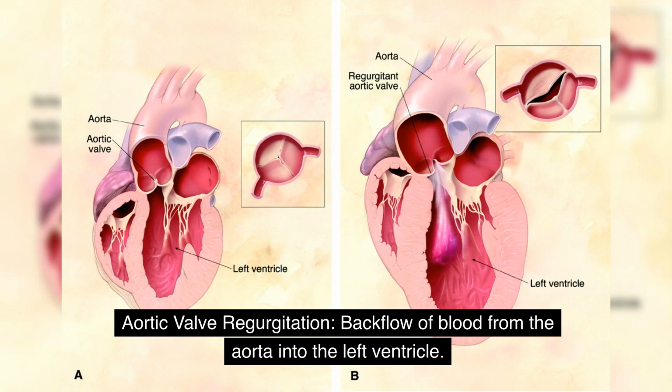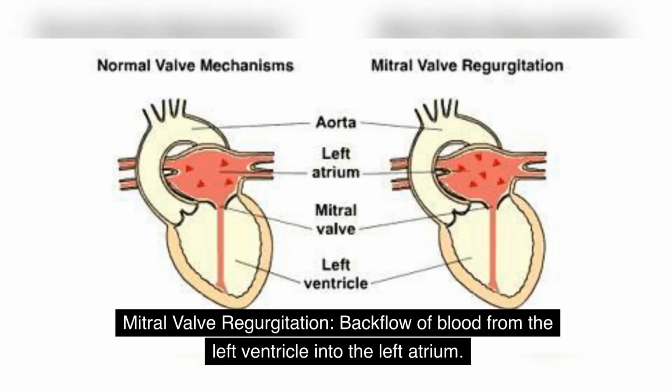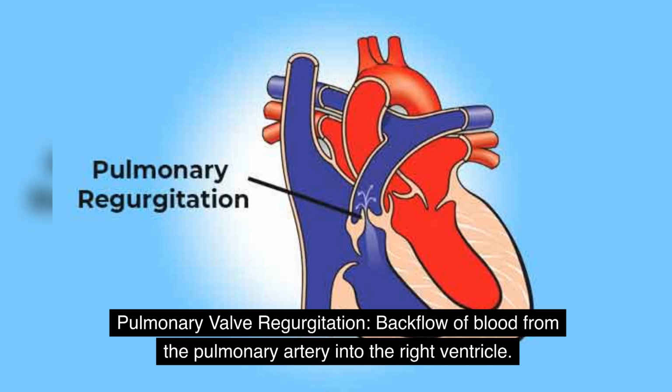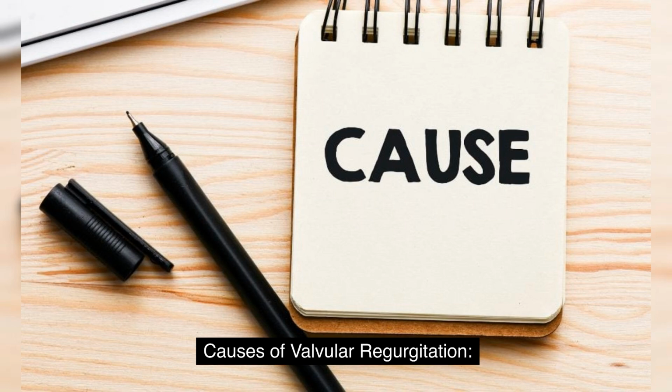Aortic valve regurgitation: backflow of blood from the aorta into the left ventricle. Mitral valve regurgitation: backflow of blood from the left ventricle into the left atrium. Tricuspid valve regurgitation: backflow of blood from the right ventricle into the right atrium. Pulmonary valve regurgitation: backflow of blood from the pulmonary artery into the right ventricle. Causes of valvular regurgitation.